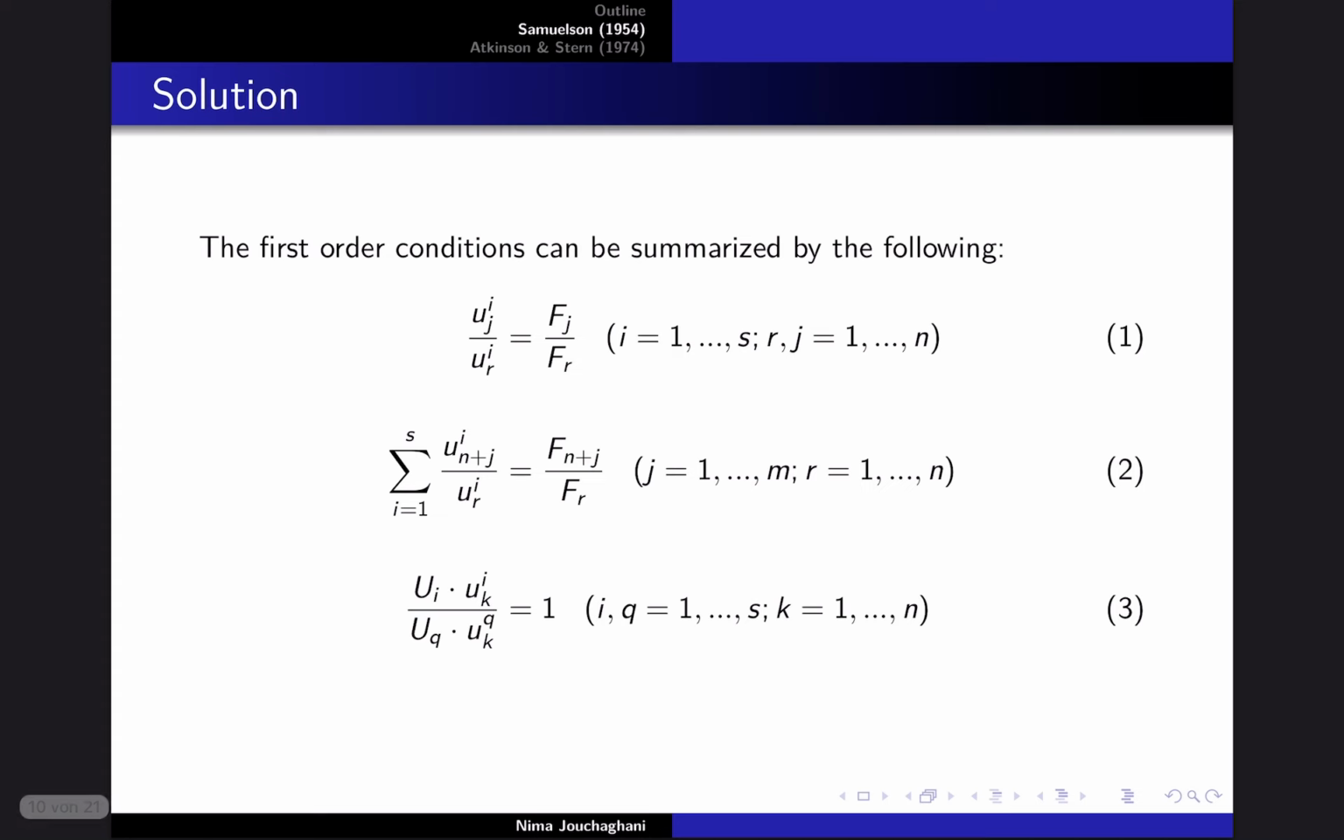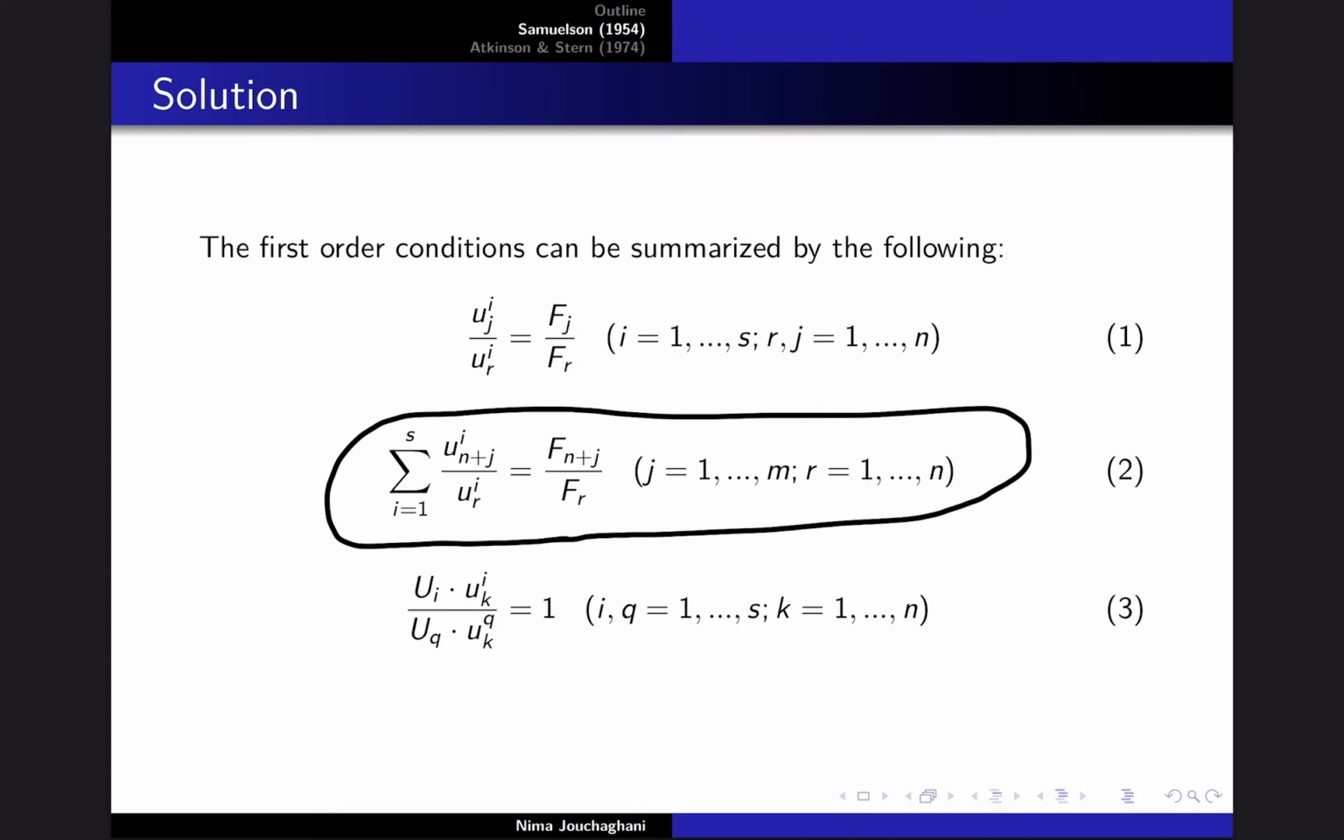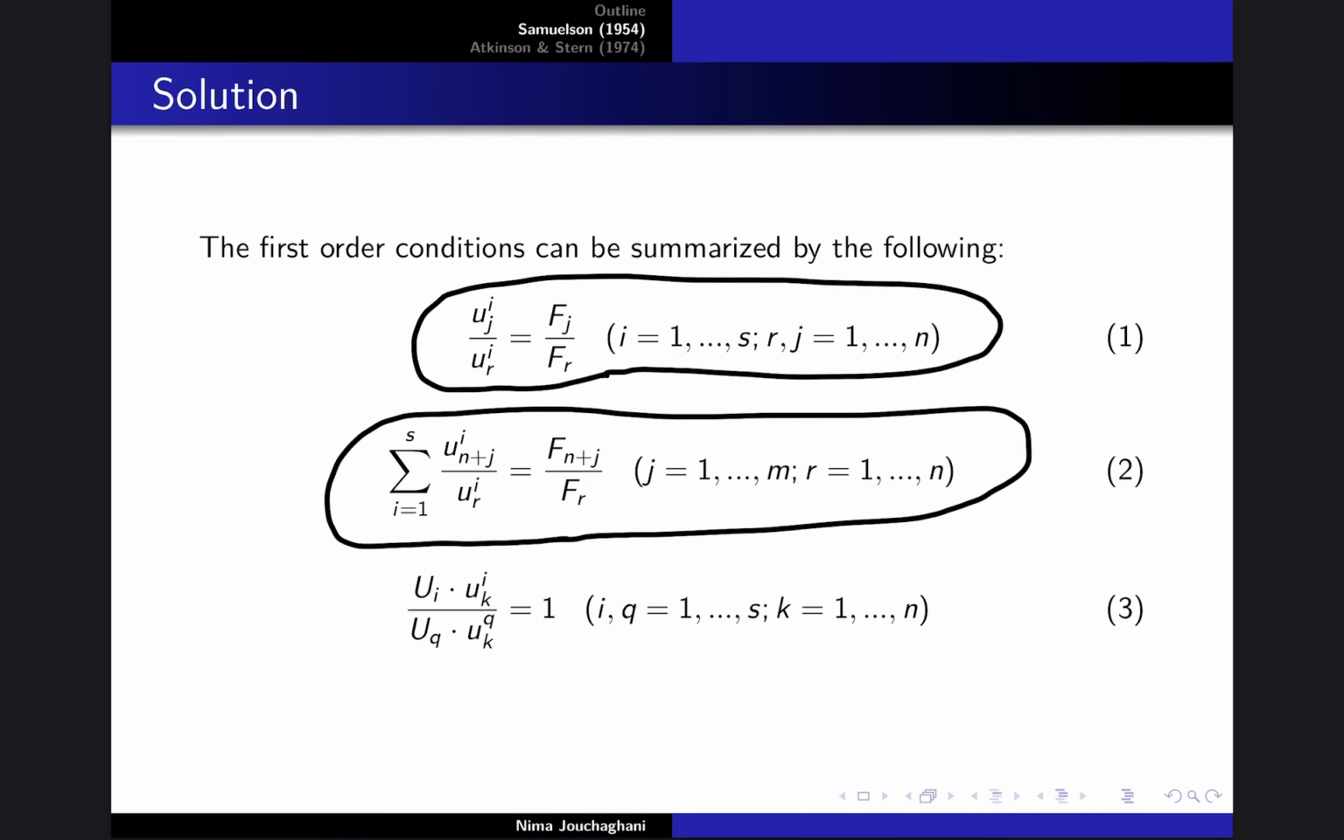Now, if we write down the first order conditions, we can summarize them in the following way. So we have three conditions where basically the second condition here is an adjusted version, a more general version of the Samuelson condition that you saw. And the first condition is a condition which is in general summarizing Pareto efficiency if there would be only private goods. The second condition is summarizing a necessary condition for Pareto efficiency of the amount of public goods which are produced in the economy.